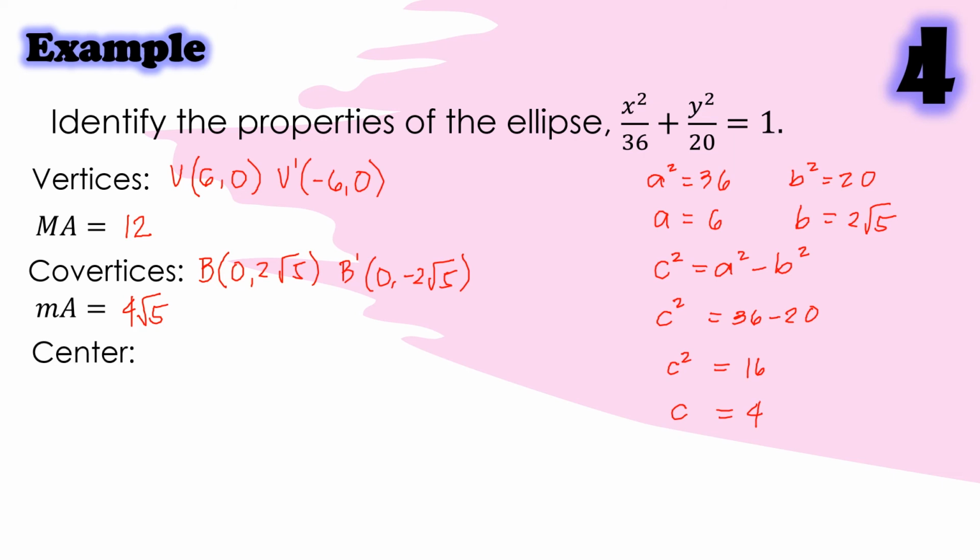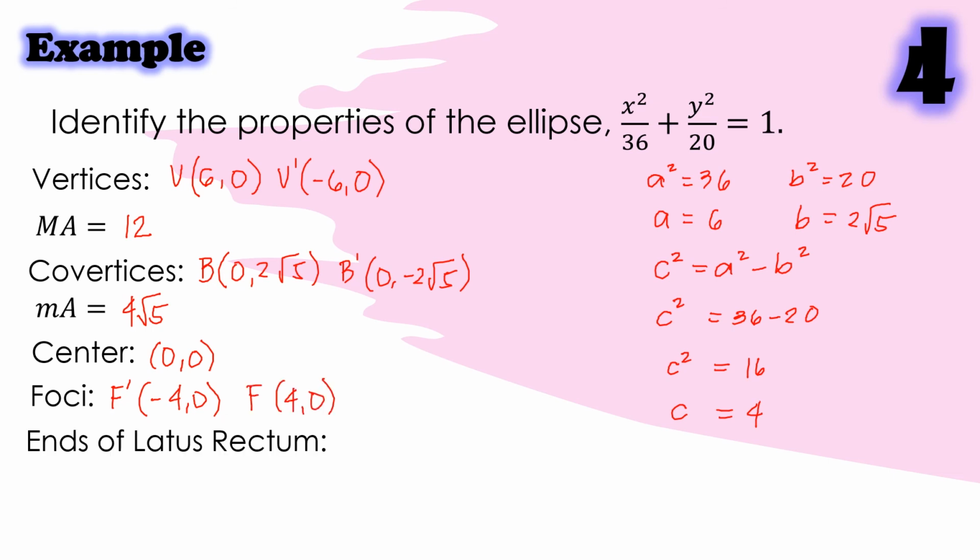The center is at the origin, so we have 0, 0. C is equal to 4, and the major axis is along the x-axis. Hence, the coordinates of the foci: F prime at negative 4, 0, and F at 4, 0.